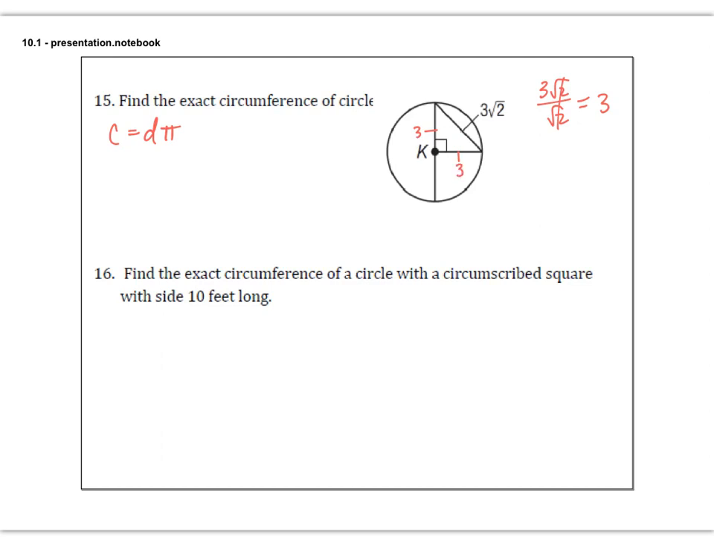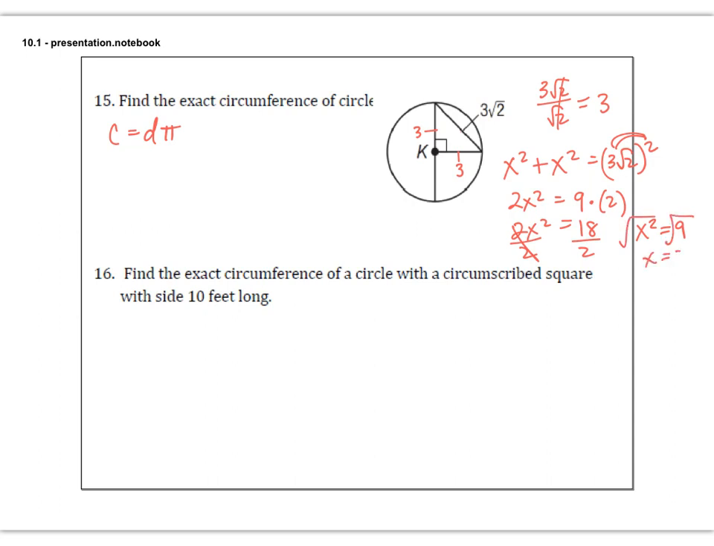The other way you could have done it, if you can't remember that 45, 45, 90 stuff, is you could have done x squared plus x squared equals 3 root 2 squared. This gets a little tricky. This is 2x squared, and then over here when you square, you have to square both things. So it's 9, and then the square root of 2 squared is 2. So we have 2x squared equals 18. Divide by 2. X squared equals 9. Square root. X equals 3. Both of them a little tricky.